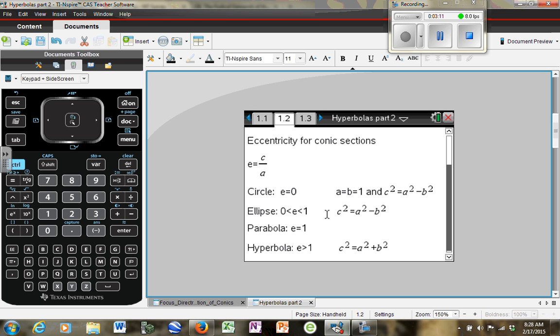For ellipses, it's between 0 and 1. And here's the relationship for a, b, and c. For a parabola, it's always 1. And for our friend the hyperbola today, it's greater than 1. And here was the relationship between a, b, and c. So there you go. That's the rule. You might want to pause at this moment and write some of that down, unless you wrote it down out of the book. Take a couple seconds, pause it, write that down, and then press play again, and then we'll keep going.